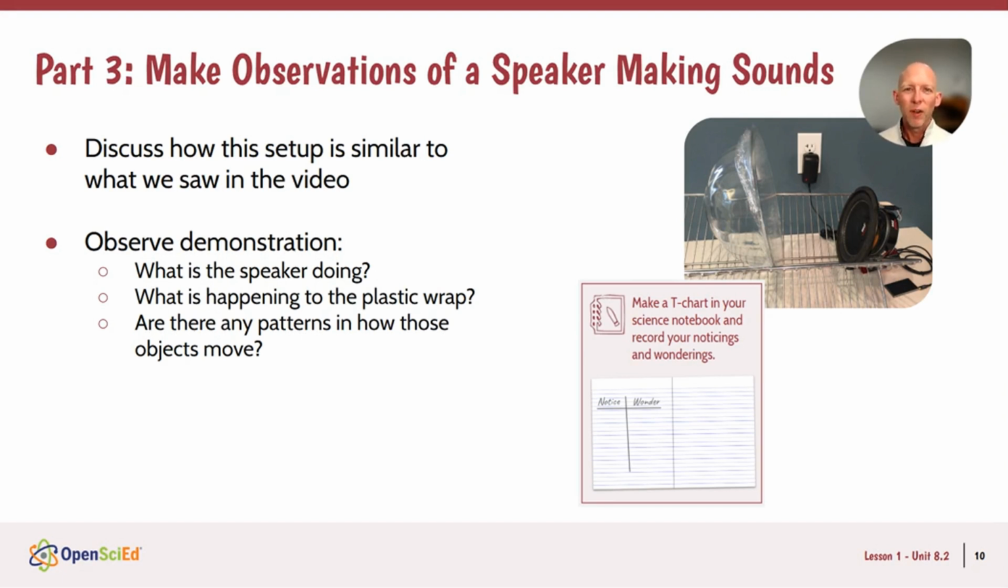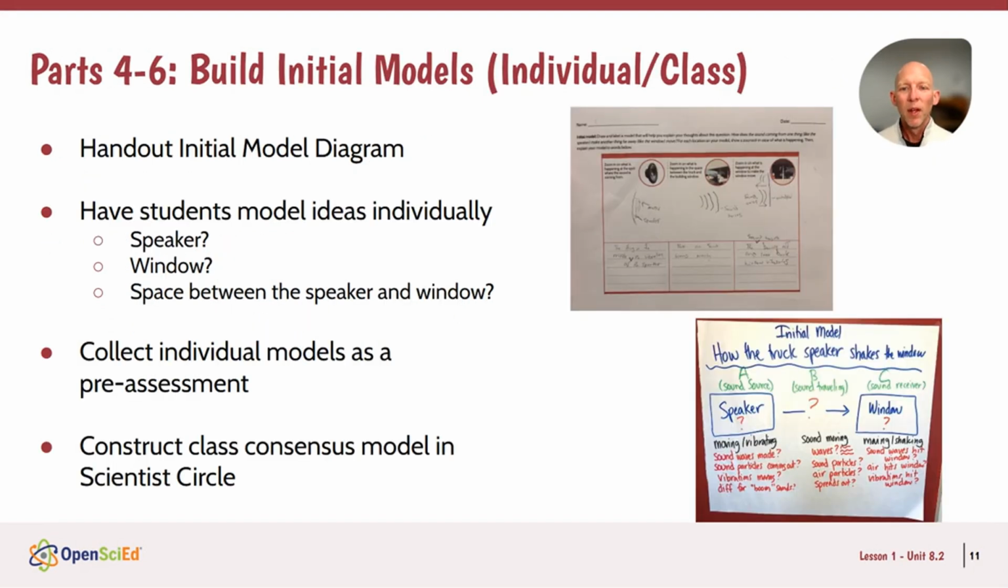In their T-chart, they're going to write down some noticings and some wonderings focused on these questions: what's happening to the speaker? What's happening to the plastic wrap? And then what patterns do we notice in how those things are moving? This then leads to parts 4, 5, and 6, where they start putting together their initial ideas of how this phenomena is happening in a model.